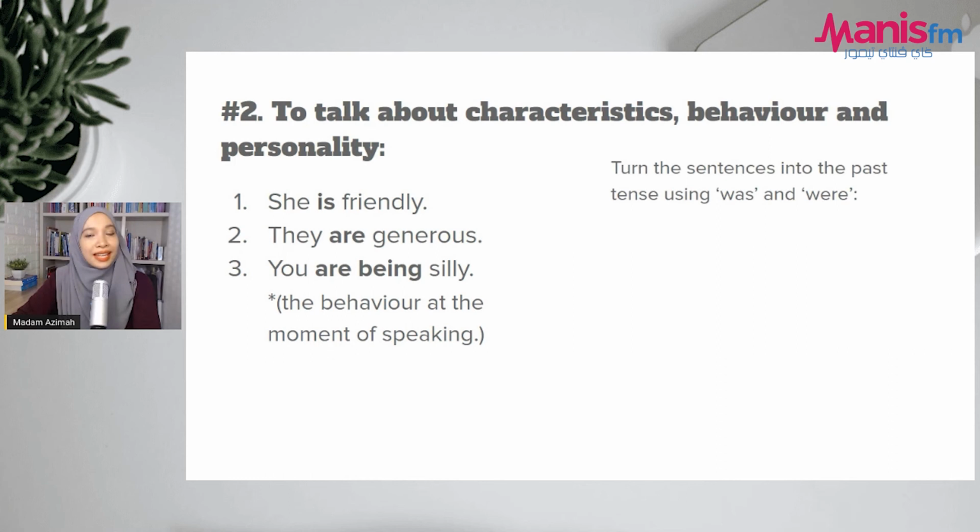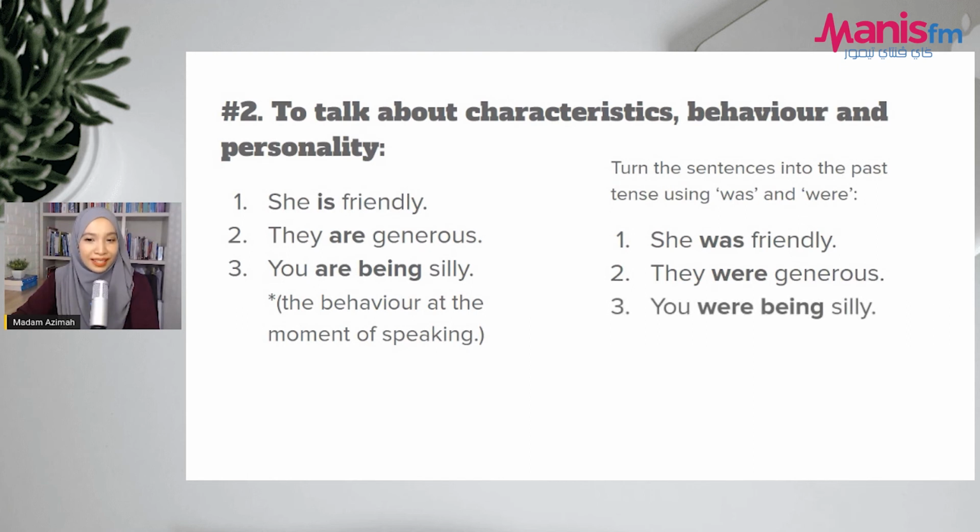Now, what if I want to turn the sentences into the past tense using was and were? Simple. Just use was and were. So I would say, instead of she is friendly, she was friendly. Instead of they are generous, it would be they were generous. What about number 3? You are being silly. Change it into the past tense form. It would be you were being silly. Okay?